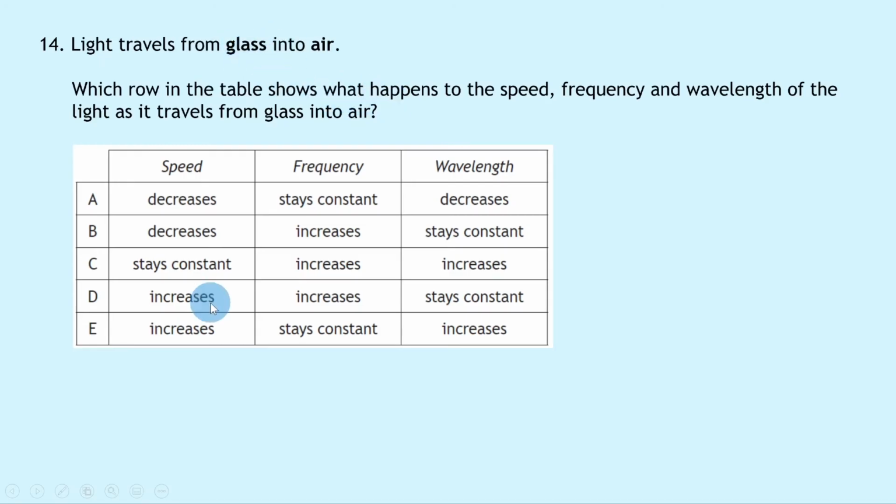And remember, when this happens, the speed of the light will increase, so we're dealing with either D or E as our answer here. The frequency will stay the same, because remember, frequency of the light will always stay the same no matter what material it's in, and the wavelength of the light will do the same as the speed, so it's going to increase. So that means my answer here is E.